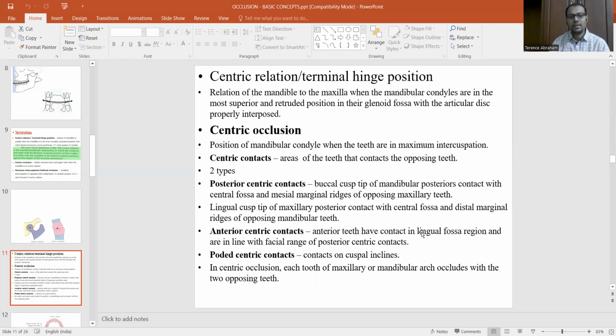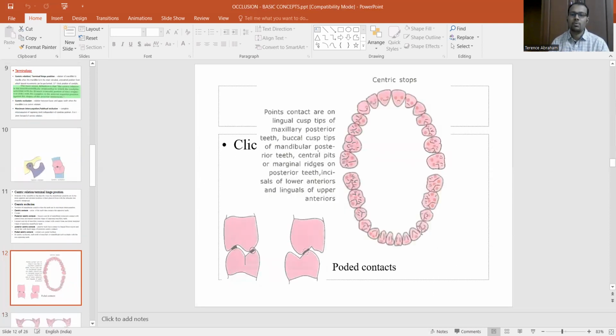What are the podded centric contacts? Podded centric contacts are the contacts on the cuspal inclines. In centric occlusion, each tooth of the maxillary or mandibular arch occludes with two opposing teeth. So when upper and lower teeth are occluding in centric occlusion, each tooth contacts at least two opposing teeth. These contact points are known as podded contacts. In this figure, the upper tooth contacts the lower teeth at two sites, so it is two-podded, and this is single-podded.